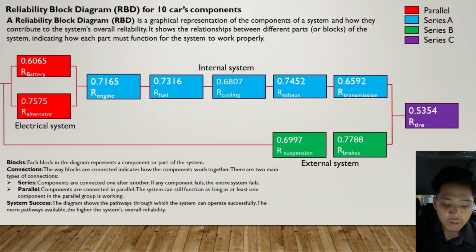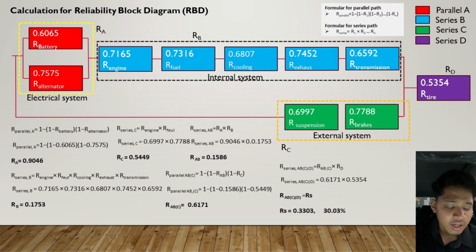In a series connection, all the components are connected one after another. If a component fails, that means the overall system will fail. For parallel, the components are connected in parallel, and the system can still function as long as at least one component in parallel is working. So in the calculation for RBD, as we can see, the red color represents parallel A, the blue color represents series B, the green color represents series C, and the purple color represents series D.